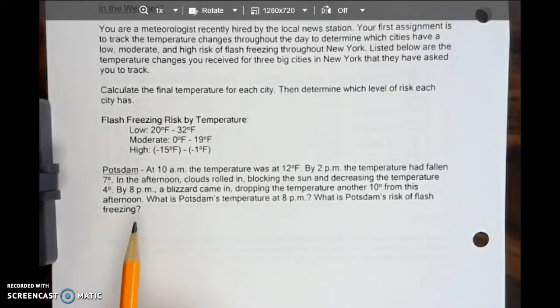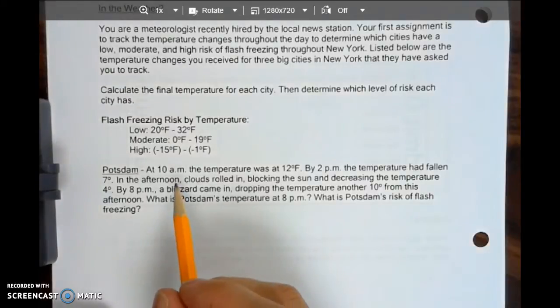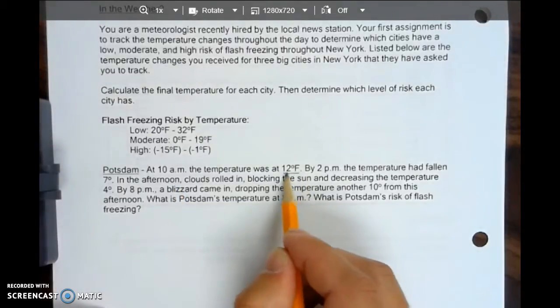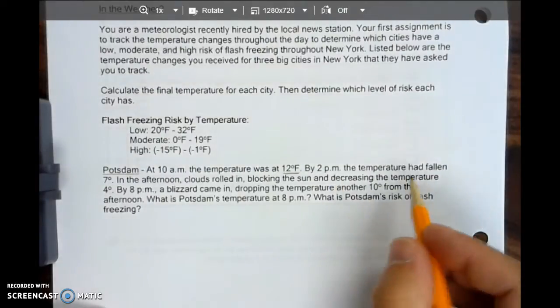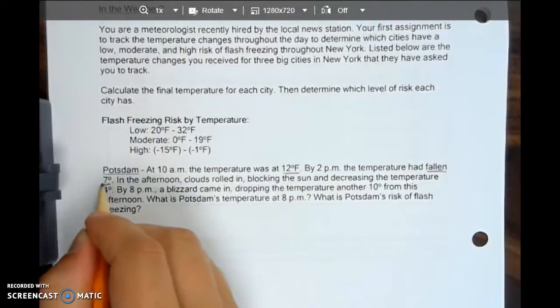And so we're going to look at the city of Potsdam. We're going to underline the key parts here so that we understand what numbers to use to help us figure out the risk that they have for flash freezing. So we're told at 10 a.m. the temperature was 12 degrees Fahrenheit. By 2 p.m. the temperature had fallen 7 degrees.